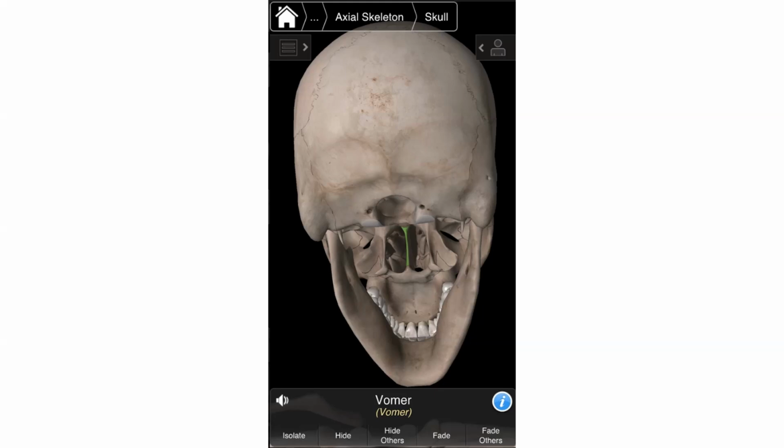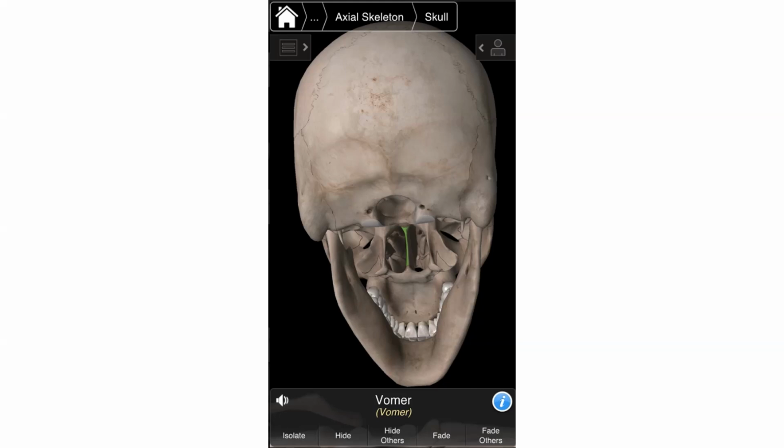So remember I said that there's two bones that make up that septum that divides your sinuses into left and right. The first one is the ethmoid bone, which is the very first bone that we talked about, that forms the top part of that septum. And then the second one here is the vomer. And so the vomer forms both the posterior and inferior aspect of that septum.